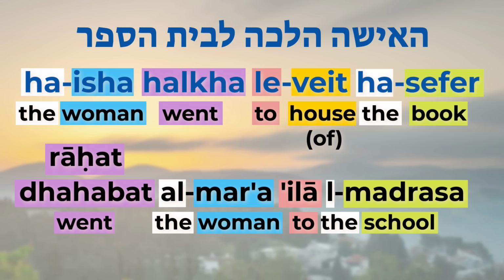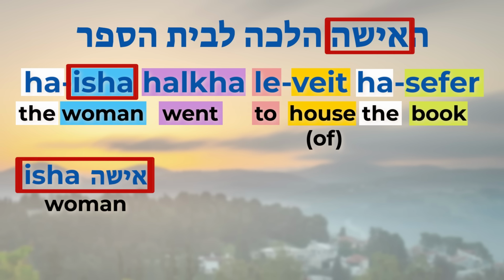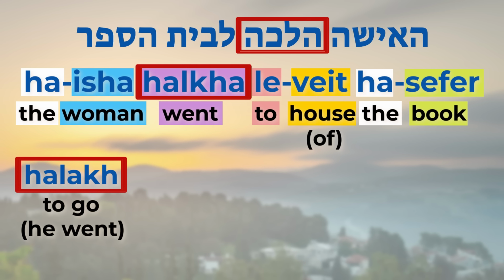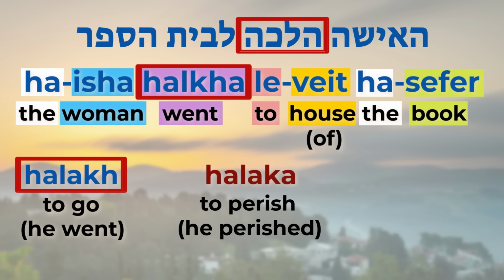All the words are basically different, but there are some connections. Like the Hebrew word for woman, isha, has a cognate in Arabic, untha, which means female. This verb, halach, has the Arabic verb halakah, which means to perish, in other words, to die in a tragic way. I guess in a sense it means to leave or go away, but it doesn't have the simple meaning of go like the Hebrew word does.